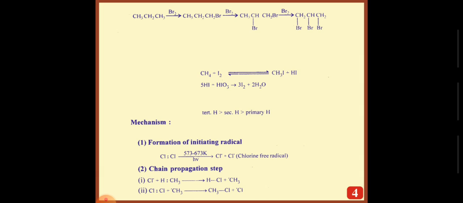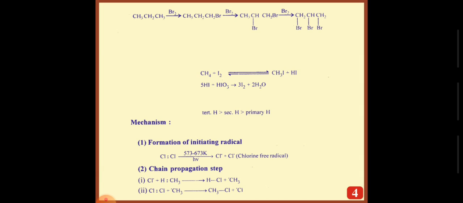Mechanism. Halogenation of alkane is a chain reaction. It takes place via free radical mechanism. It completes in the following three steps. First is chain initiation. Here the Cl2 molecule, on exposure to UV radiation at 573 to 673 degrees Kelvin, forms chlorine free radicals.